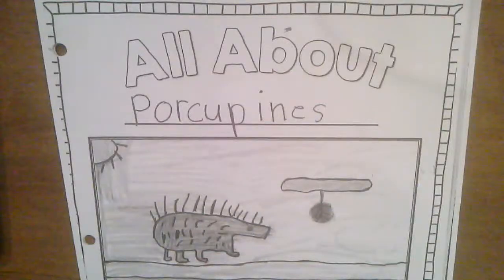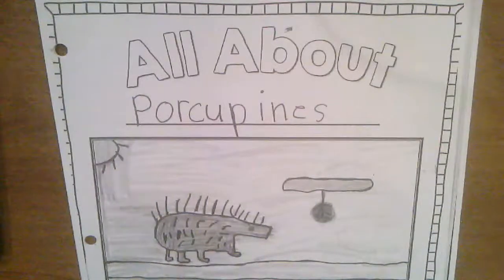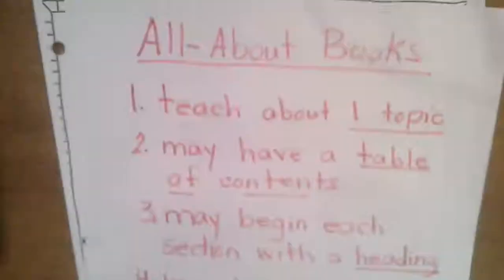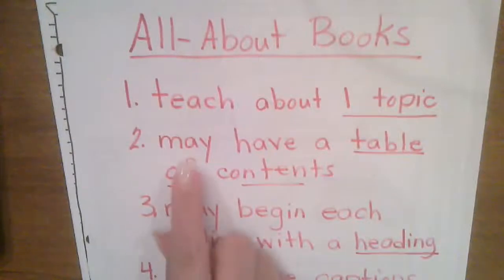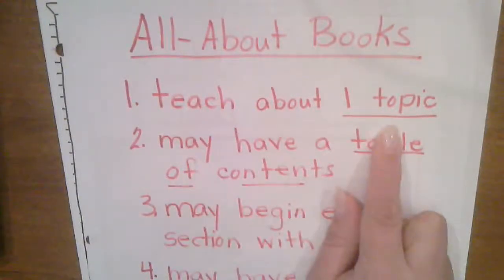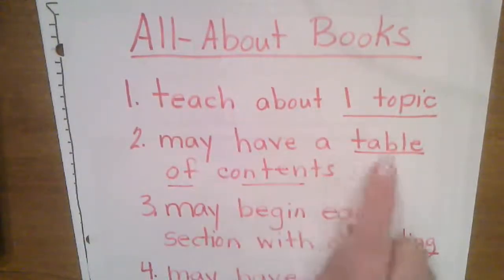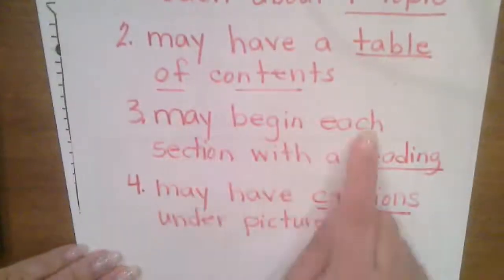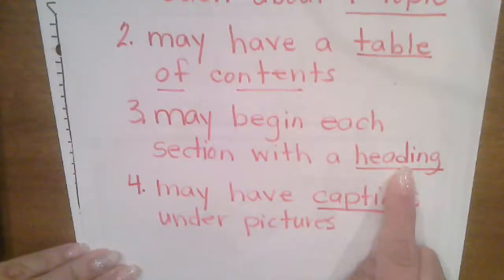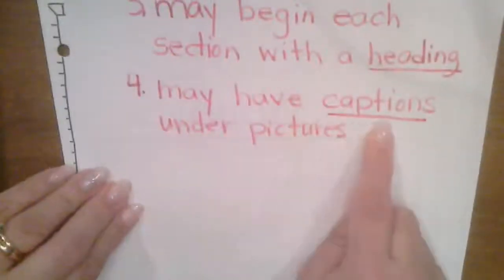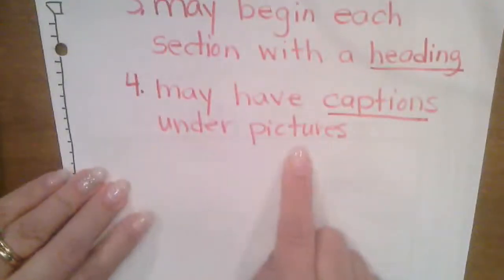Boys and girls, we're going to continue looking all about books today. Let's remember a couple of things that we wrote that all about books should have. They should teach about one topic. They may have a table of contents. It may begin each section with a heading. And they may have captions under the pictures.